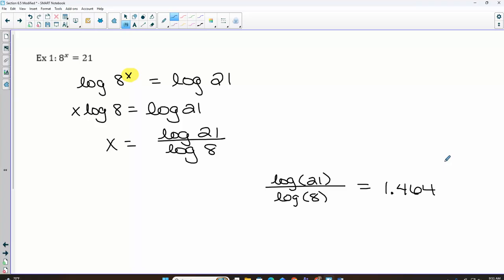Let's check that. If you type in 8 to the 1.464 power, what do you get? All right, why did it not work out exactly to be 21? Because we rounded with 3 decimals, right? So the more decimal places we kept, the closer it'd be to 21. Or if we actually typed in log 21 over log 8, it would work out perfectly. All right, let's look at the second one.